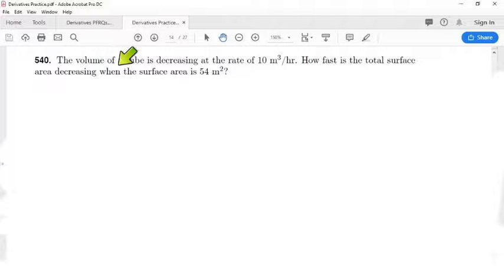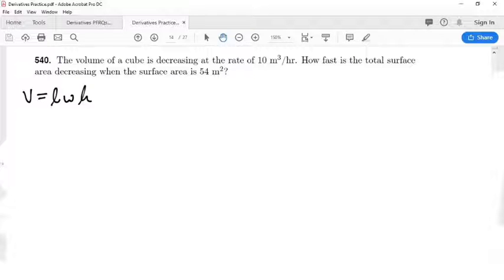So it says the volume of a cube. Boom, I'm going to stop right there. I know what the volume of a cube is, so I'm going to write that out. The volume of a box would be length times width times height, but a cube is a special type of box. Why is a cube a special box? All the sides are the same.